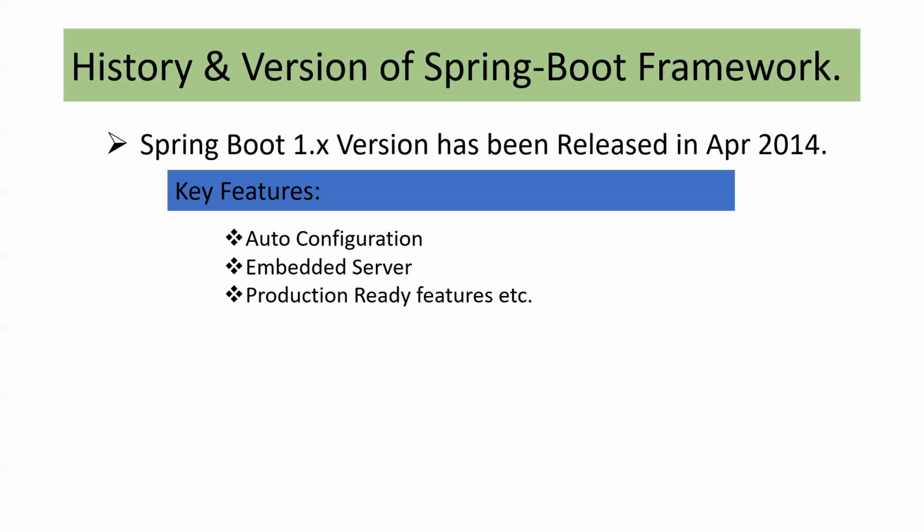The last key feature here, which I have mentioned, is the production ready features. So what does it mean? Sometimes I want to know the health of my application. I want to know whether my application is running fine or not. So how can I check the health of my application? Or if I want to know in which environment my application is running, how will I get to know? Or I want to know how many beans are running inside the container. All these features are known as production ready features.